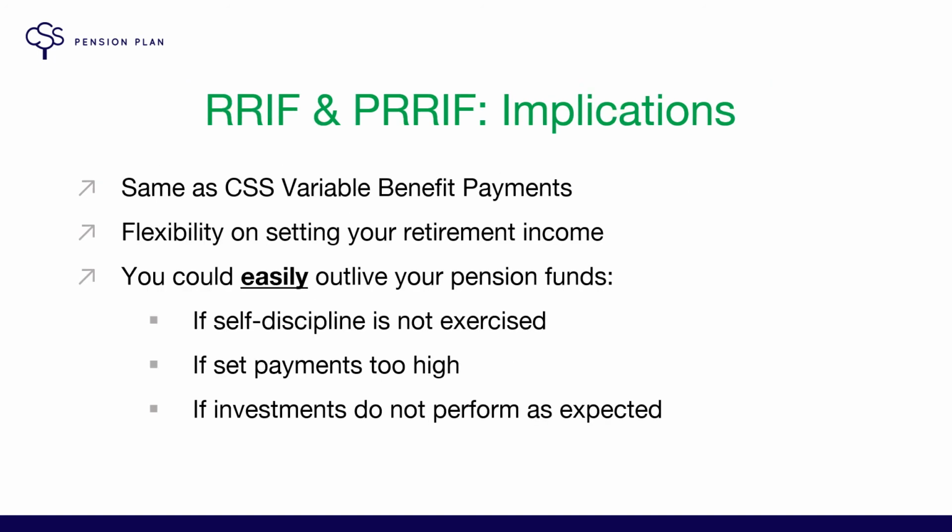Generally, the implications for RIFs and PRIFs are the same as the implications for variable benefit payments. You have a lot of flexibility in setting your retirement income, but if you don't exercise self-discipline or you set your payments too high, or if your investments don't perform as expected, you could easily and unintentionally outlive your pension funds.